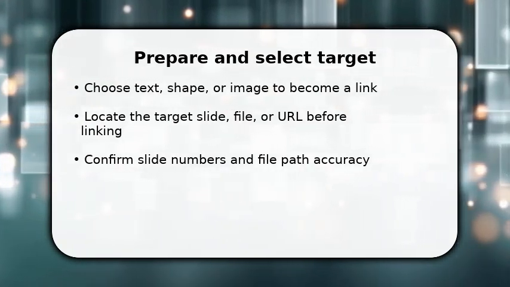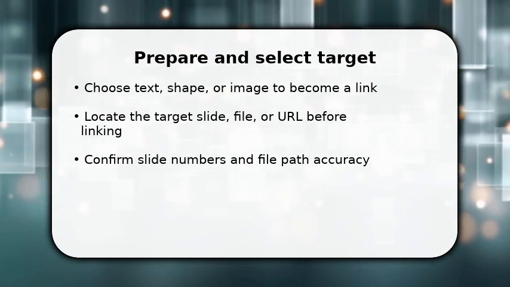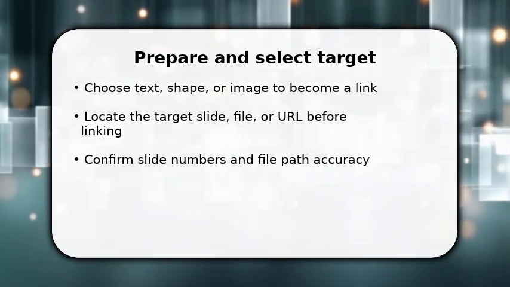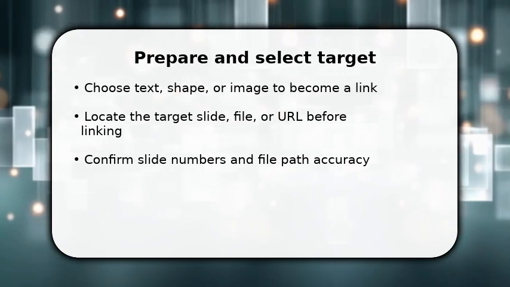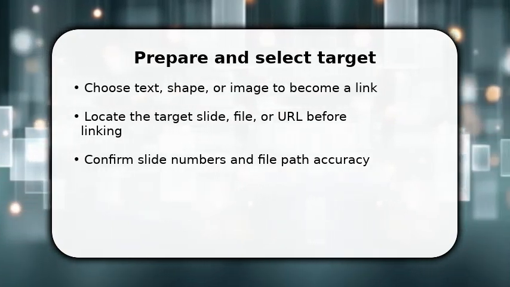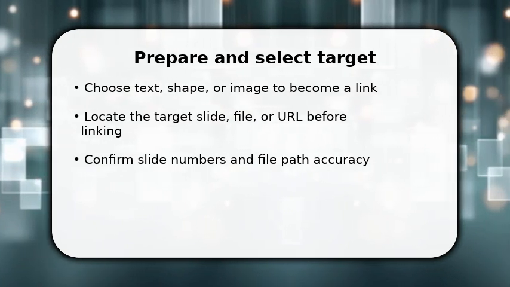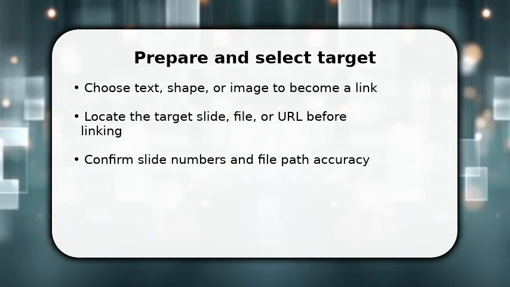Next, right-click and choose Link or Hyperlink from the context menu. This opens the dialog where you specify destination type. Once done, you're ready to choose internal or external linking so the interface shows relevant fields.